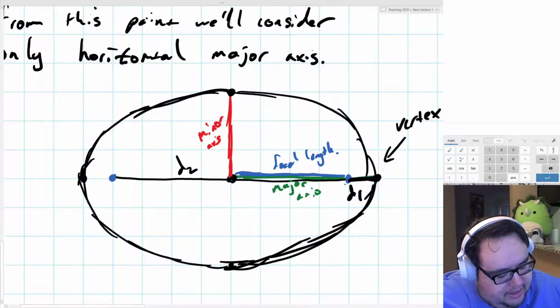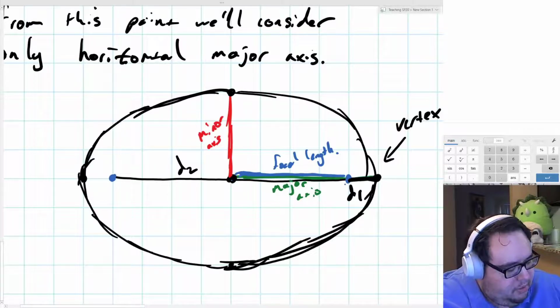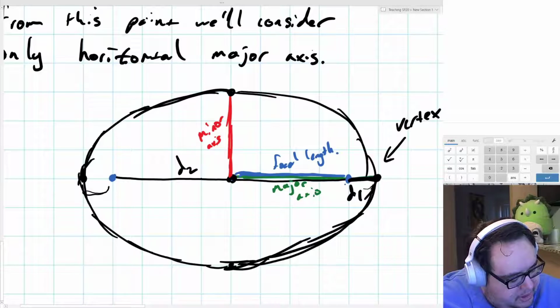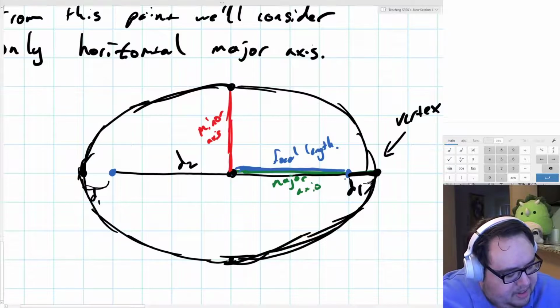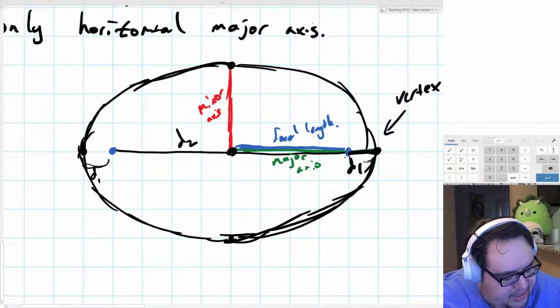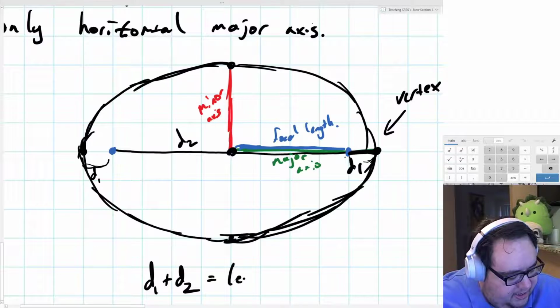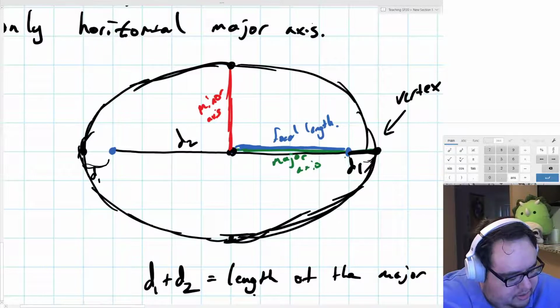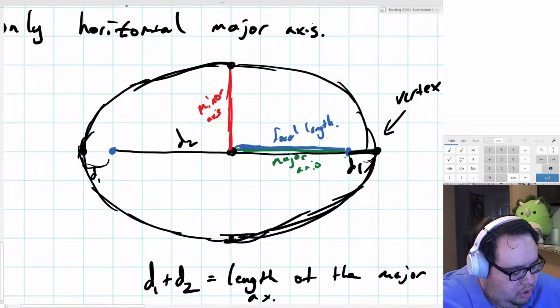Notice that this is the entire breadth of the ellipse, right? Except for just this little length over here on the left-hand side. But we copied this little length over here. This is the same length as D1. So what this tells us is that these two distances, D1 and D2, for the vertex here, have to be the length of the major axis, or 2A.